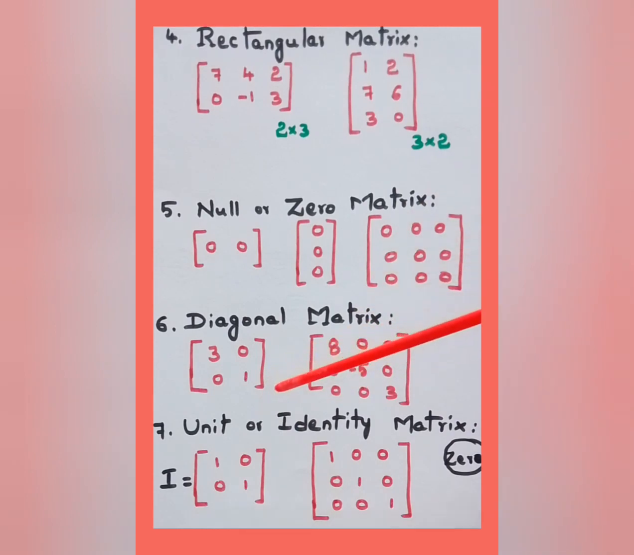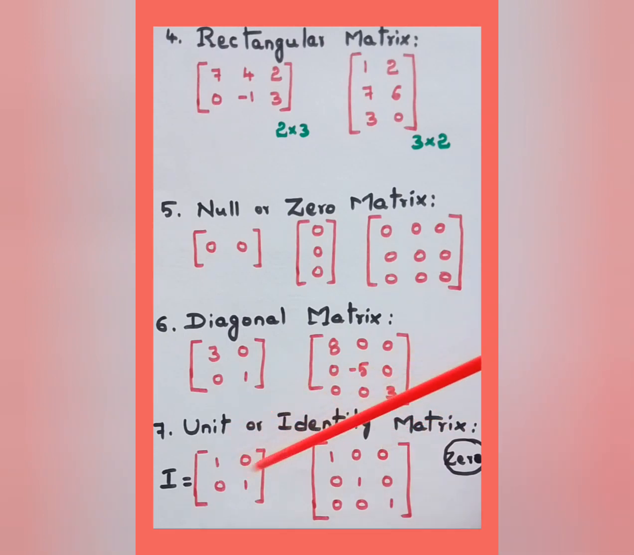Next, unit or identity matrix. We usually denote this unit matrix by I. It is the diagonal matrix in which each element of its leading diagonal is unity. Unity means 1. You see here the diagonal is of only 1, 1, 1, 1. Except that diagonal, remaining elements are 0.